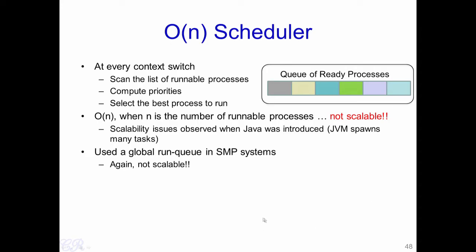Another limitation of the O(n) scheduler was that it used a single global run queue for SMP systems. Essentially, when you had multiprocessor systems, as we've seen in the previous lecture, a single global run queue was used. So this again, as we have seen, is not scalable.